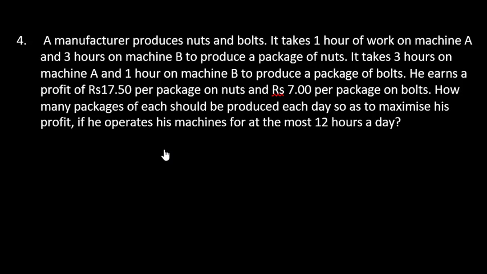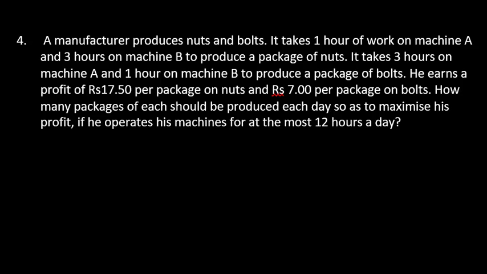Now let us see the fourth question. A manufacturer produces nuts and bolts. It takes 1 hour of work on machine A and 3 hours on machine B to produce a package of nuts. If it takes 3 hours on machine A and 1 hour on machine B to produce a package of bolt, he earned profit of rupees 17.5 per package on nuts and rupees 7 per package on bolts. How many packages of each should be produced each day so as to maximize his profit if he operates his machine at the most 12 hours a day?